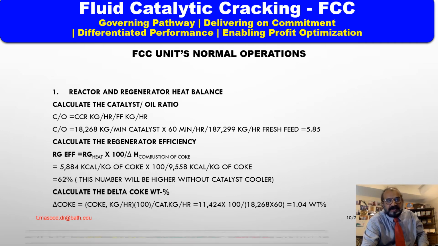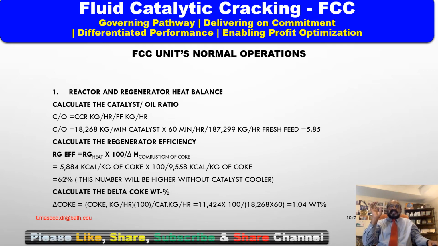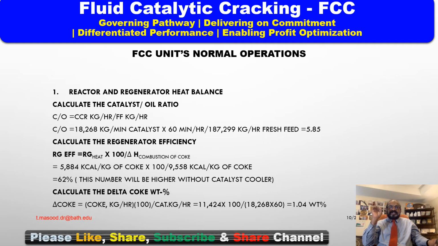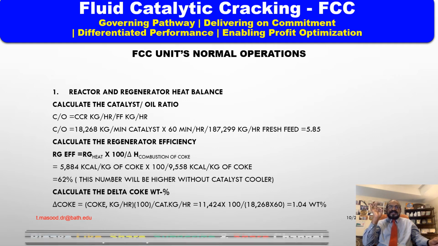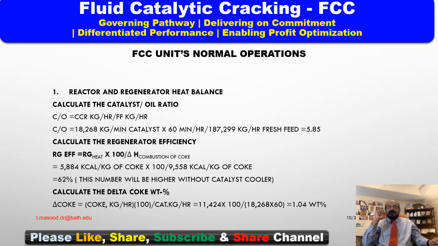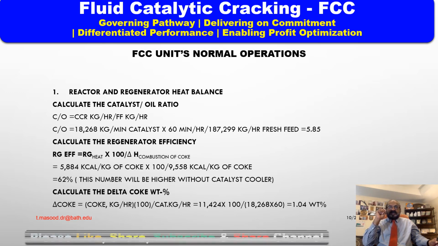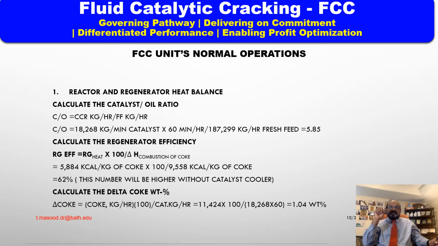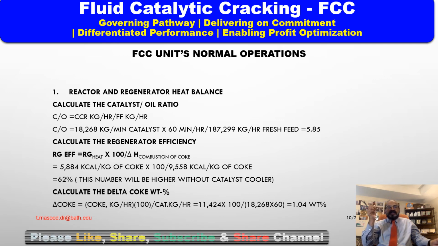Okay, next topic, calculate the regenerator efficiency. Regenerator efficiency is equal to regenerator heat times 100 divided by delta H combustion of coke, which is equal to 5,884 kilocalorie per kg of coke times 100 divided by 9,558 kilocalorie per kg of coke, as we have given in the first formula. So that is equal to 62%. This number will be higher without the catalyst cooler.